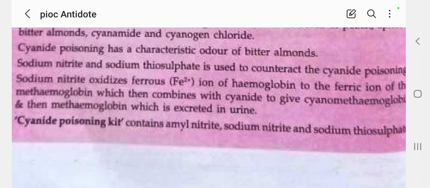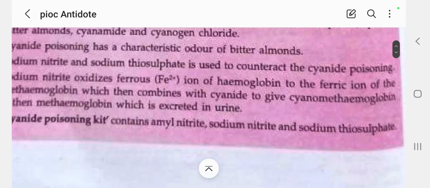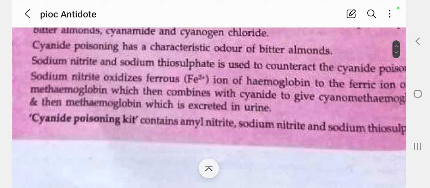Usually hemoglobin contains the ferrous form. So that ferrous form is converted into the ferric form, which is methemoglobin, which then combines with the cyanide to give cyanomethemoglobin, which is excreted in urine. So this is the proper mechanism of action of how a physiological antidote like sodium nitrite works. You should write about these three lines in depth so that you gain marks in the exam.